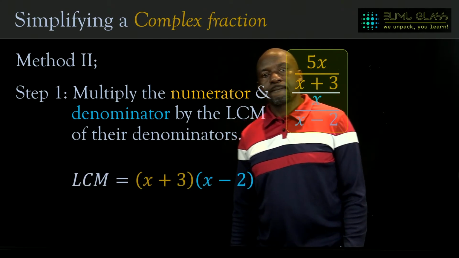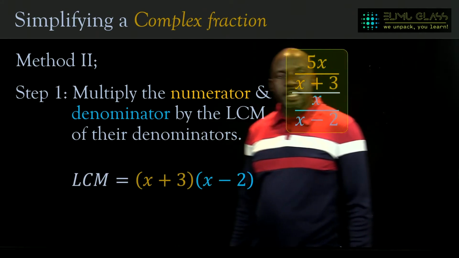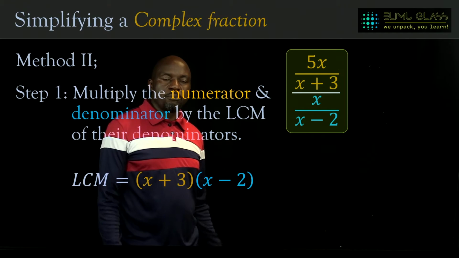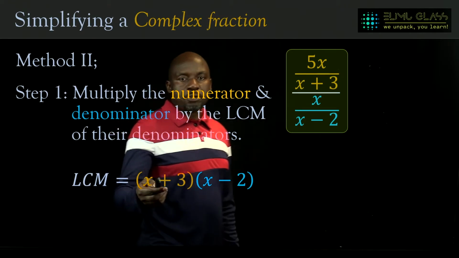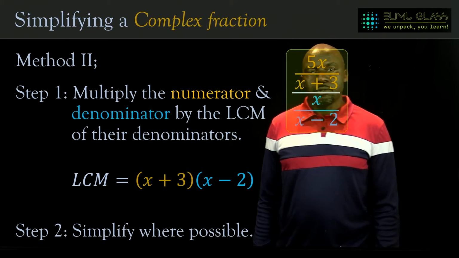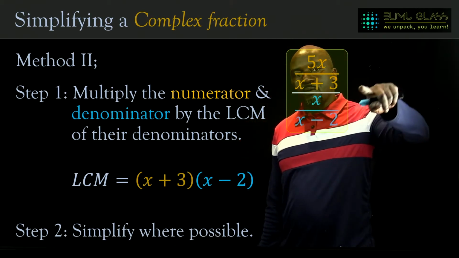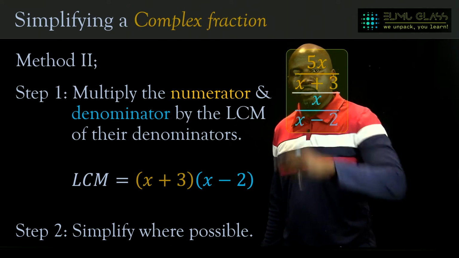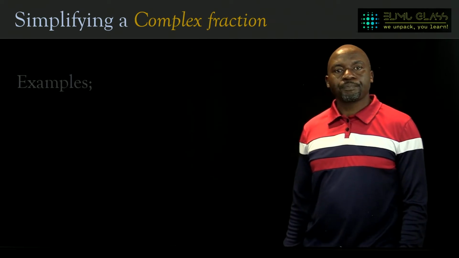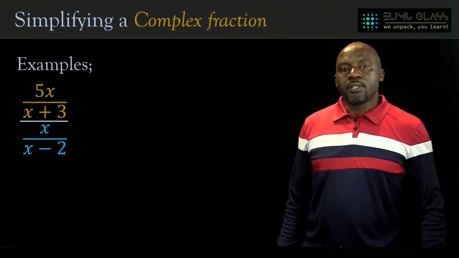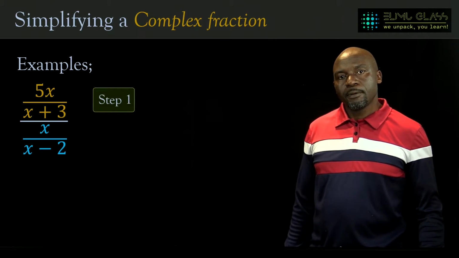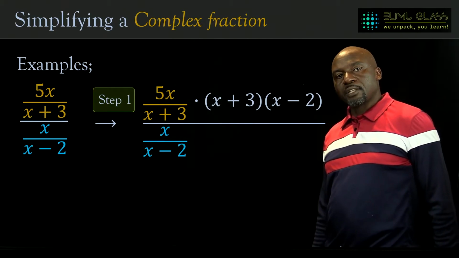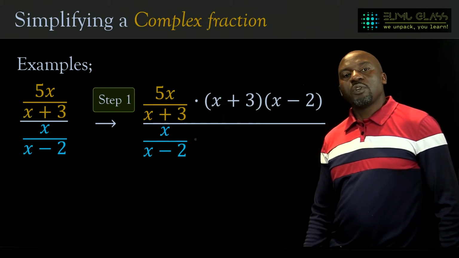Okay? Like this. So the LCM of the denominators of the two fractions is x plus 3 and x minus 2. Basically just multiply them. And then what we need to do now, step 2, is to simplify, but then we just need to multiply, right? So once we multiply the top and the bottom by this LCM, we just simplify. Let's see that happen. Okay, step 1, we multiply the top and the bottom by that LCM that we found, x plus 3 into x minus 2, and we do the same at the bottom.